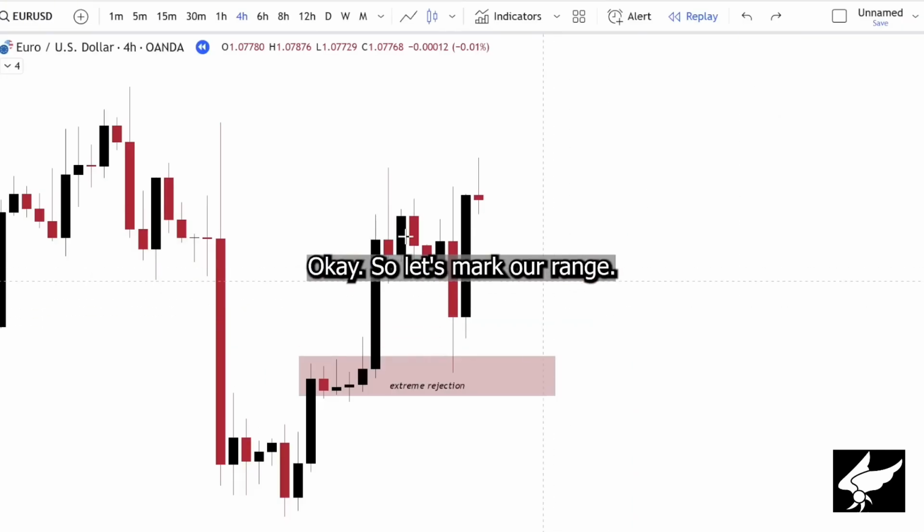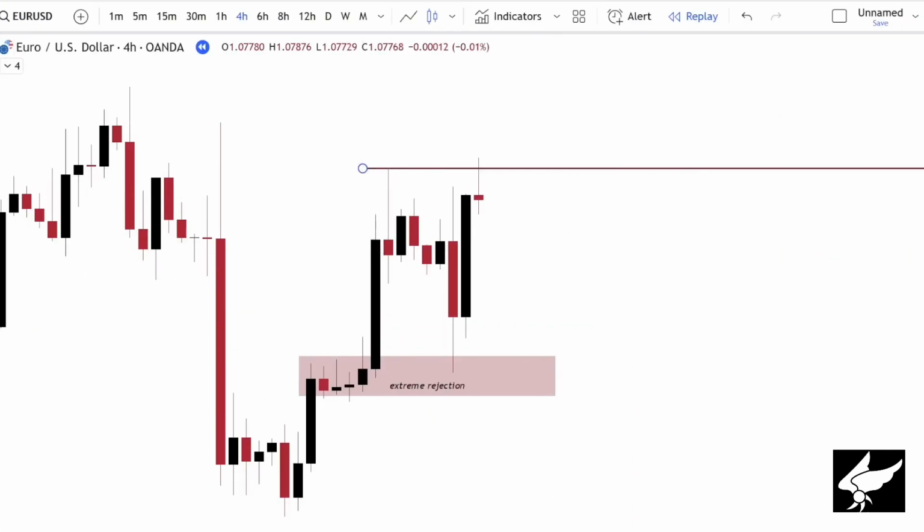Okay, so let's mark our range. Previous range was this swing and this swing. This was our previous range. So now once price broke structure, this is our new low. And we're waiting to see if price does commit to going back inside the range, and this is not just a quick pullback for price to expand.